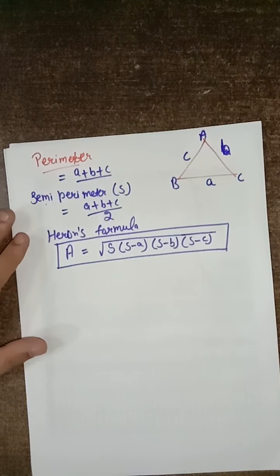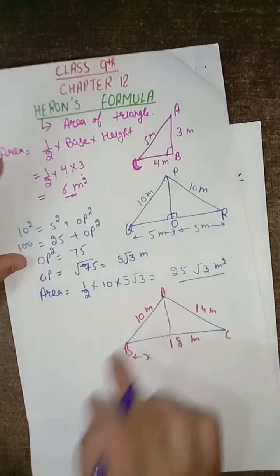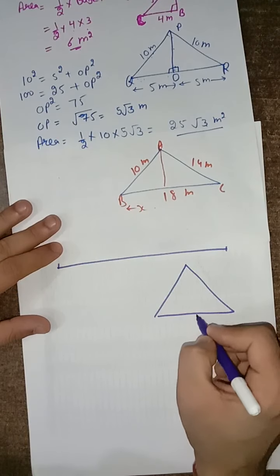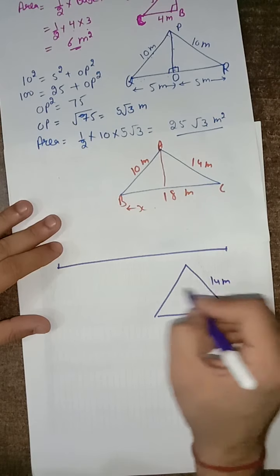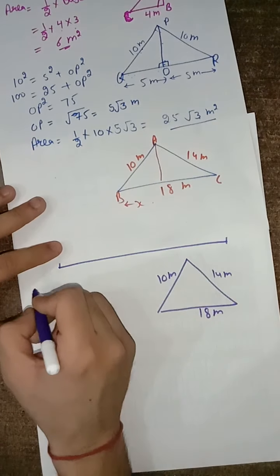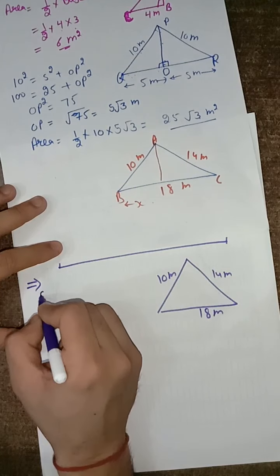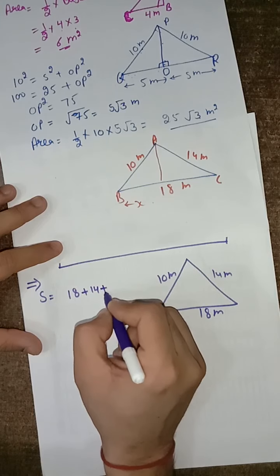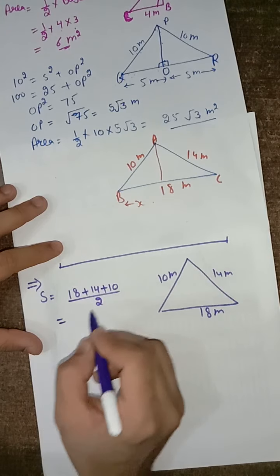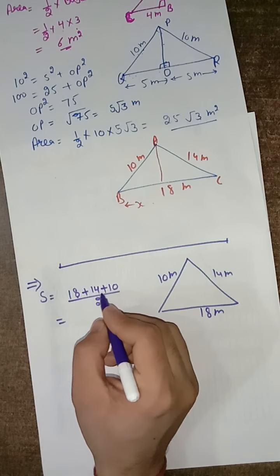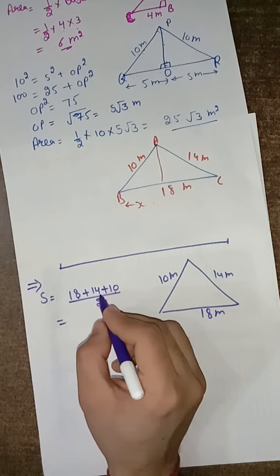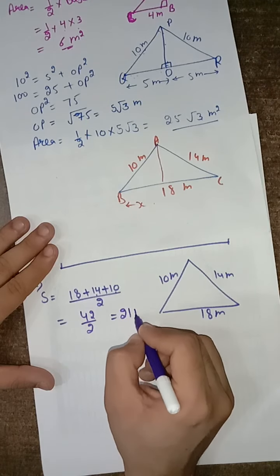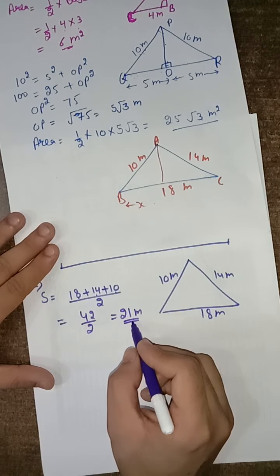Now again, let's discuss this problem in which this side is 18 meter, this is 14 meter, and this is 10 meter. First find the semi-perimeter. Now S will be A plus B plus C divided by 2. Now 18 plus 10 is 28, plus 14 is 42, divided by 2, which equals 21 meter. Now my semi-perimeter is 21 meter.